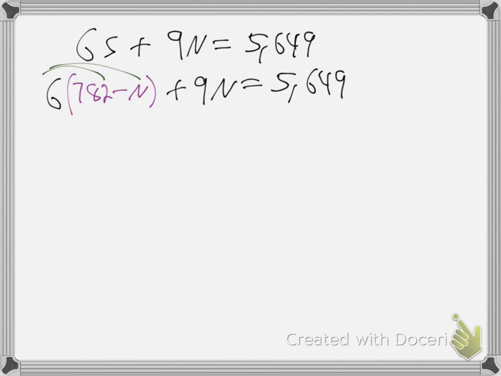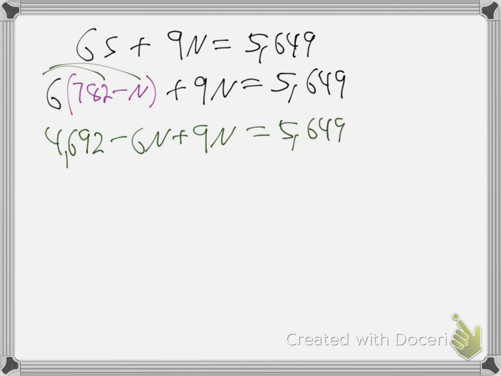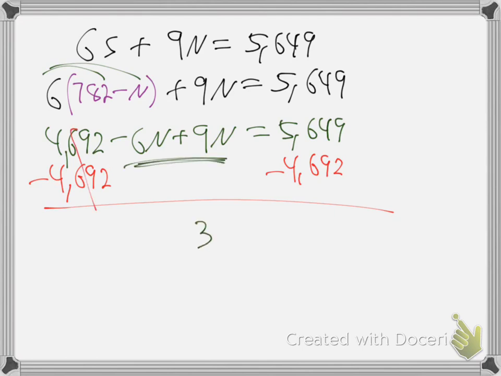I'm getting 4692 minus 6N plus 9N is 5649. Trying to solve for N, so let's subtract the 4692 from both sides. These guys right here, 9N minus 6N is 3N, and that is 957. Good to there. Last step, divide by 3.